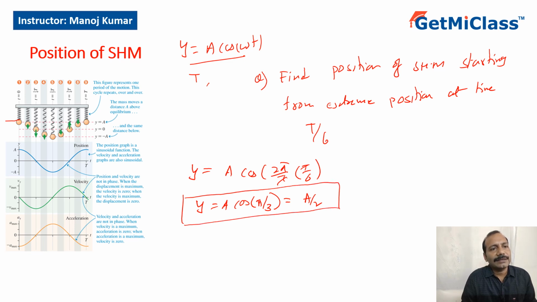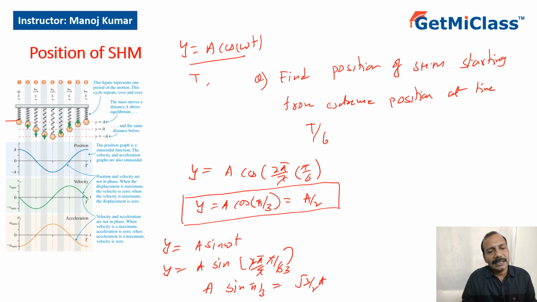Now let me do the same thing for an SHM starting from mean position. If SHM is starting from mean position, the expression would be a sin omega t. In that case, y would be equal to a sin of omega t, where omega is 2 pi by T, where T is the time period, into T by 6. So T cancels, so this becomes pi by 3. So a sin pi by 3 would be equal to root 3 by 2 a. So you can see that there is a difference between them. So we have to be careful whether the SHM is starting from mean position or extreme position while using the formula for finding displacement or velocity or anything else.